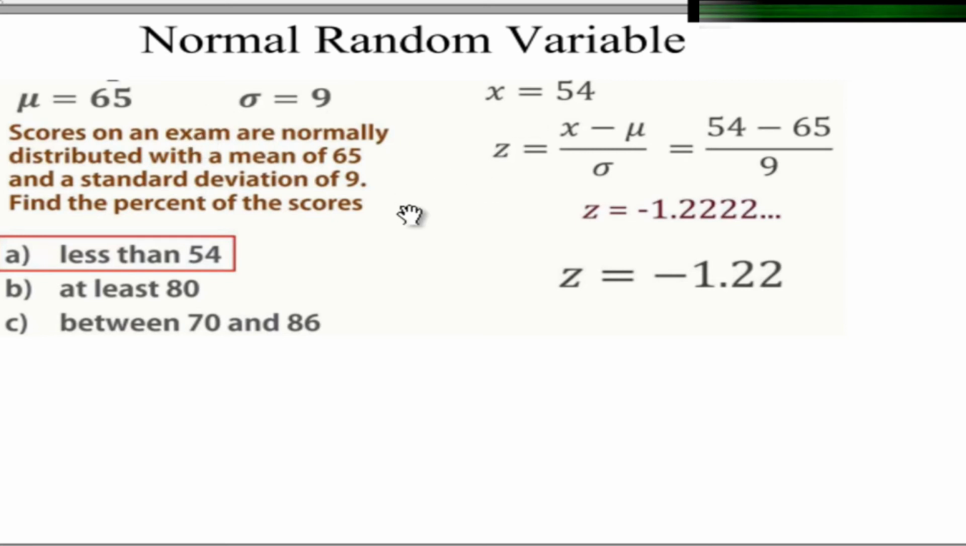In the first case you want to find out that the values are less than 54, so x is 54. You know that the value of z is x minus mu divided by sigma. You put in the values, and after putting the values you will get z equal to minus 1.22. This is the value of z. Now you have to find the probability that the value of z is less than minus 1.22.